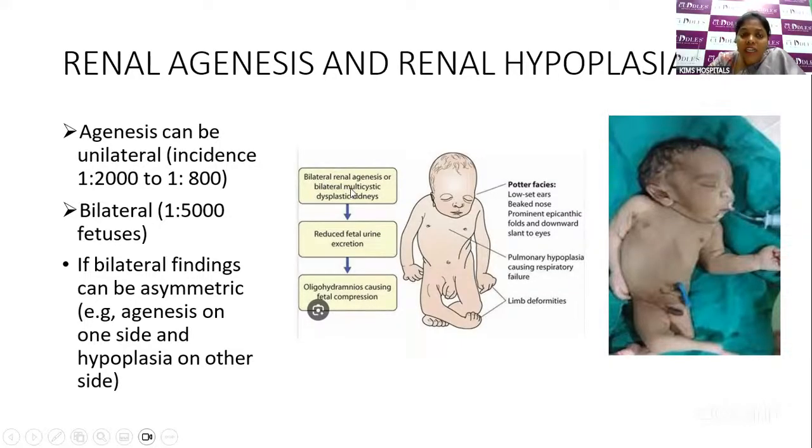Because there is bilateral renal agenesis or bilateral multicystic dysplastic kidney, there is severely reduced fetal urine excretion, which causes oligohydramnios and fetal compression against the uterine wall.